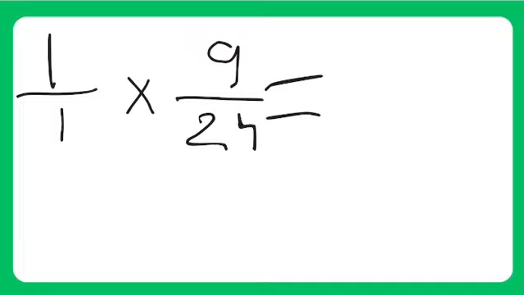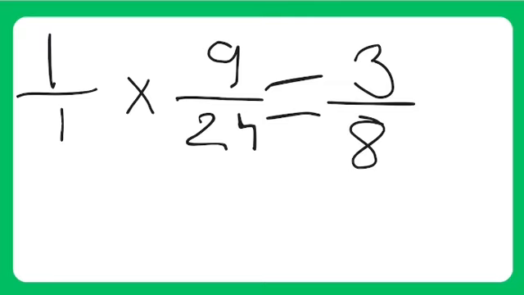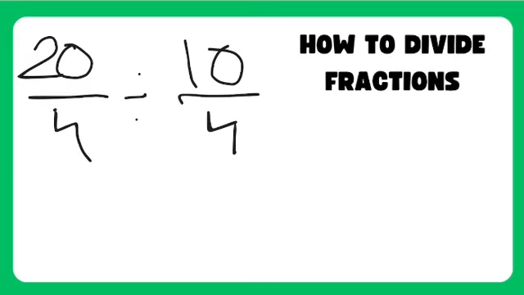And when both of these parts are 1, you just copy the other fraction, which is 9 over 24, and now you can divide this by 3 on both sides. So you get 3 here and you get an 8 here, 3 over 8. This is our final answer. Now we can move on to division.